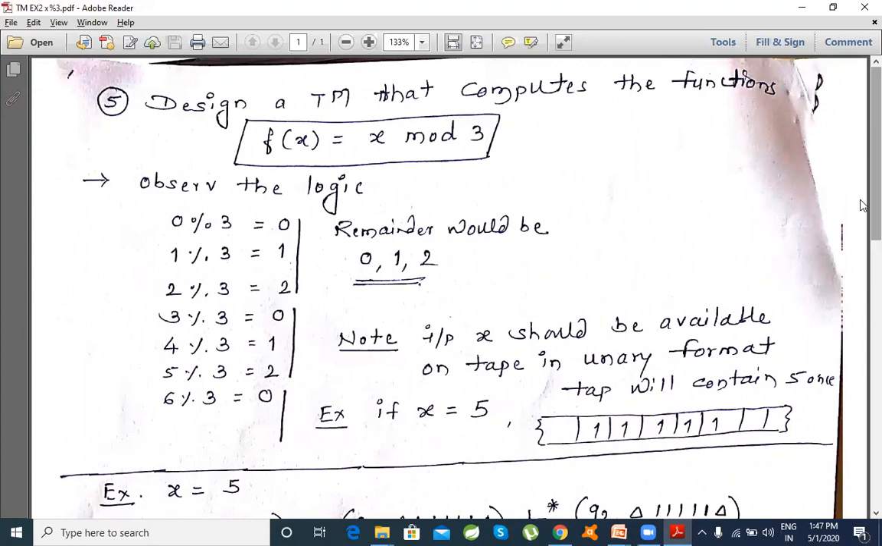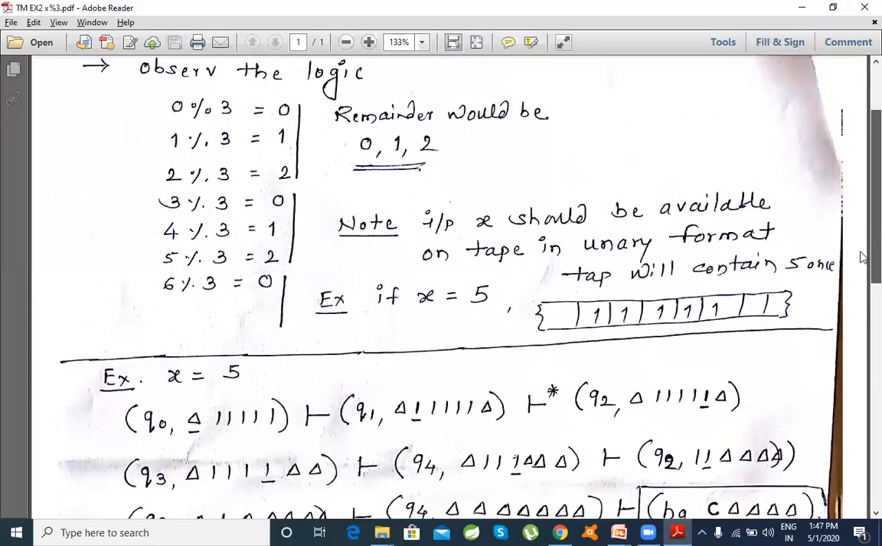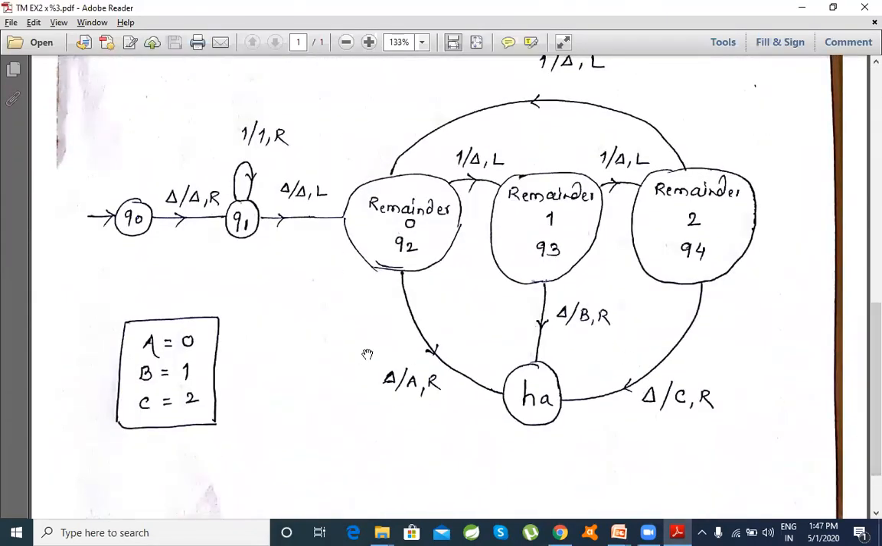What we want as the answer is a valid tape alphabet. If the remainder is 0, A will be written on the tape. If the remainder is 1, then B will be written on the tape. If the remainder is 2, C will be written on the tape. So depending upon the remainder, the answer will be available as capital A, capital B, or capital C on the tape. This is my answer.